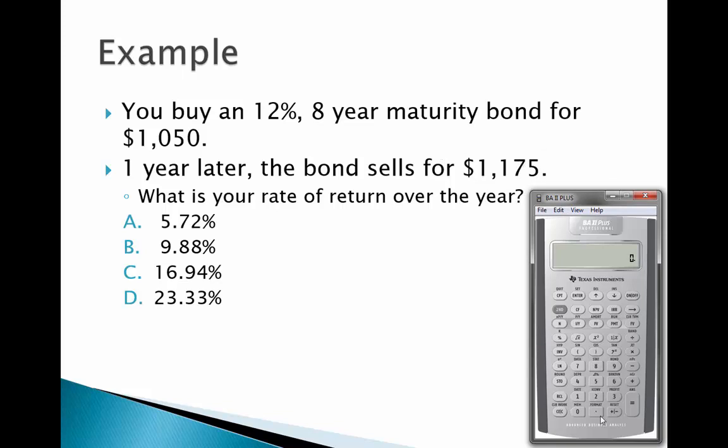I know that I sold it for $1,175, and since it's 1 year later, I also collected the coupon payment, which would be $120. Well, there's the total amount of money I made from this investment. I've got to divide that by the price I paid for it. That's $1,050. And subtract 1, and so the answer, yes, is 23.33%. D is the right answer here.